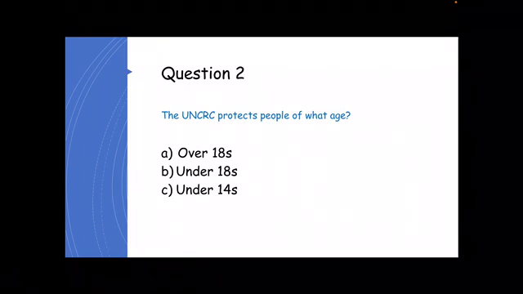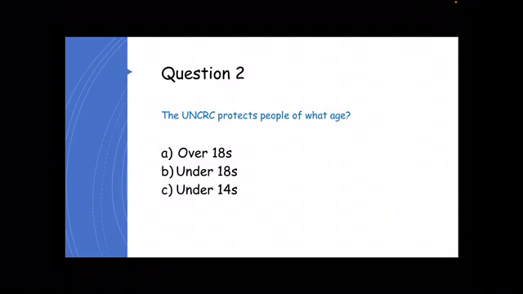Question 2. The UNCRC protects people of what age? Is it A, over 18s, B, under 18s, or C, under 14s? Which one do you think it would be? So the UNCRC is responsible for protecting people of which age?